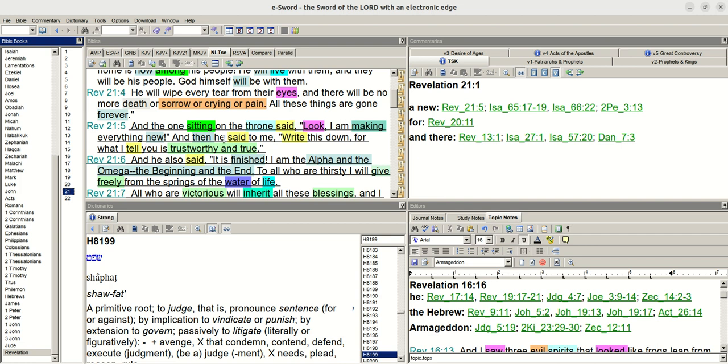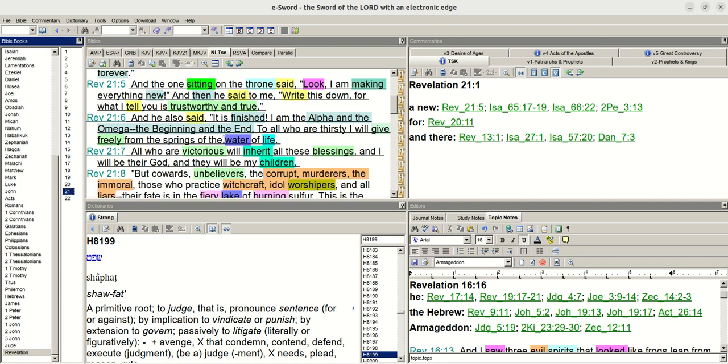And then he said to me, write down, for this is trustworthy and true. I am Alpha and Omega, the beginning of the end, and I will give freely from the springs of the water of life.